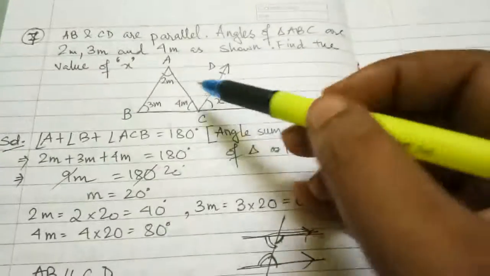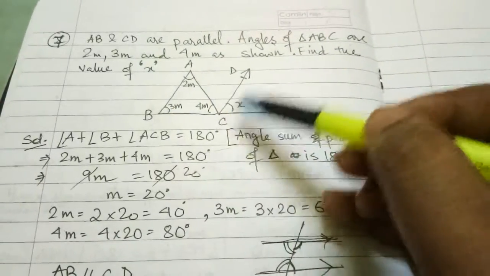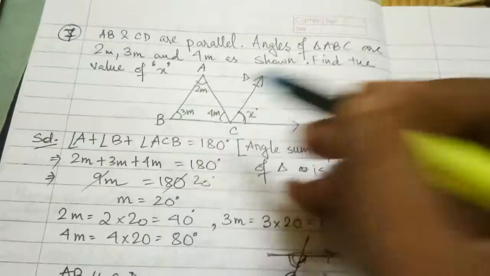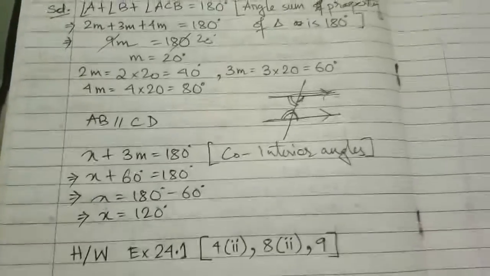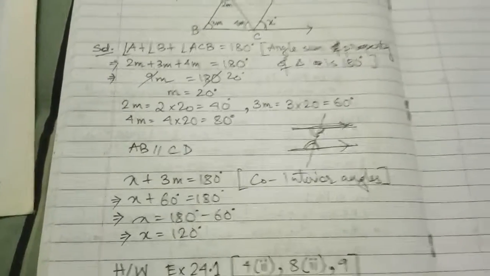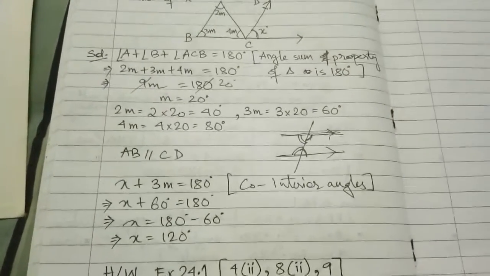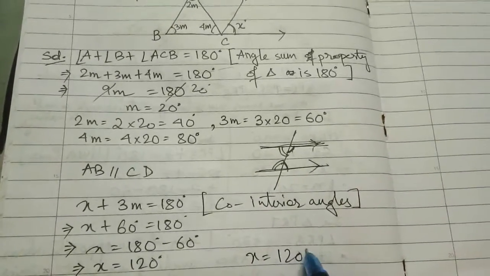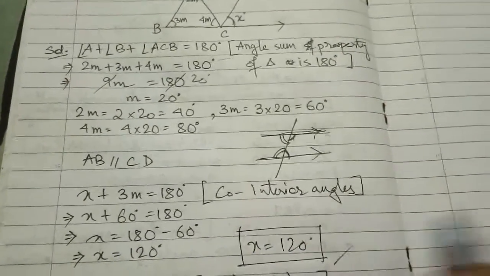Same thing, see over here also, this line and this line are given as parallel. Now I can say this angle and this angle are also co-interior angles. Same thing I have done here: x plus 3m equals 180 degrees, that is co-interior. From here I find the value of x equals 120 degrees. Then the final answer is x equals 120 degrees. Make it in a box.